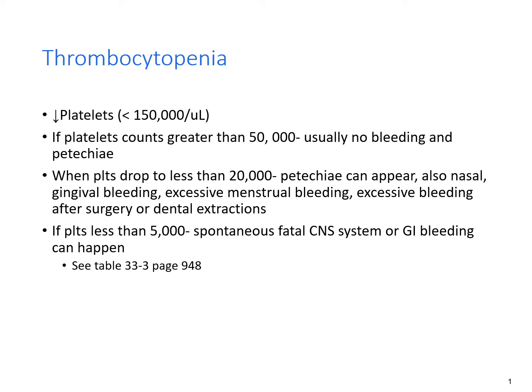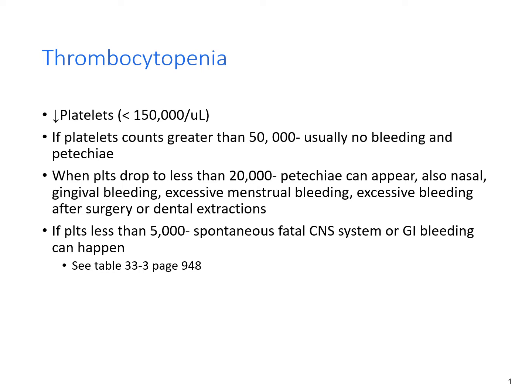If your patient's platelets are 50,000 or greater, you may not see any bleeding, and you might not see any petechiae, right? So 50,000 or greater, usually no bleeding and no petechiae. When your platelets drop to less than 20,000, you're going to see petechiae. You may see things like nasal and gingival bleeding, excessive menstrual bleeding, and excessive bleeding after surgery or dental extractions. So this is just how this is going to show up in the patient.